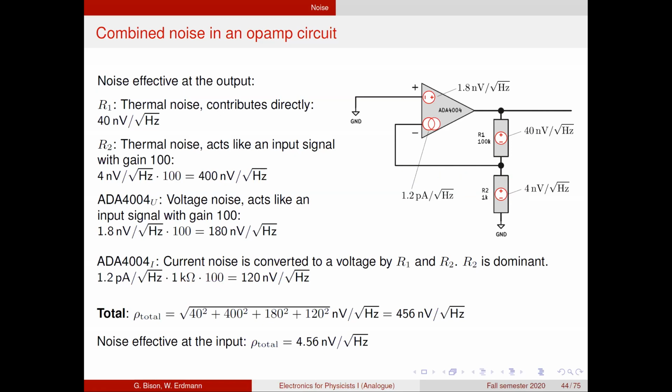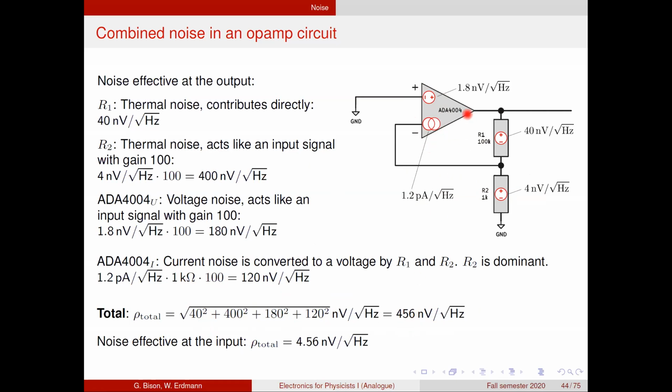And now in order to calculate the total power, we square all those contributions, the 40 nanovolts per root hertz from this resistor, the 400 from this resistor, the 180 from the internal voltage noise, and the 120 from the internal current noise. And then this gives us 456 nanovolts per root hertz.